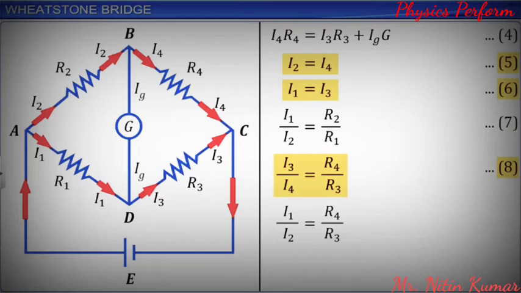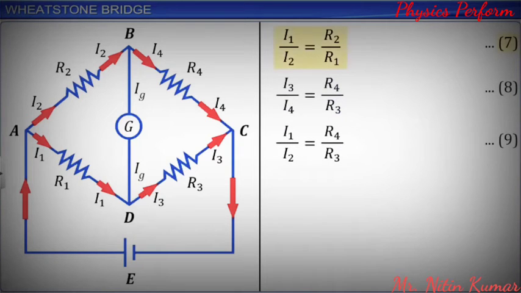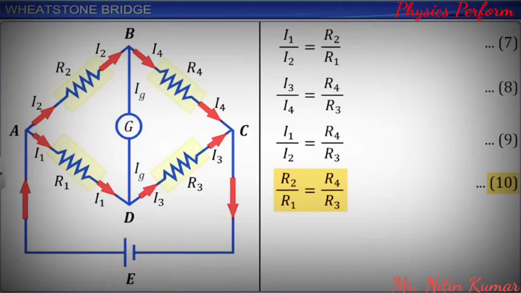Let this be equation 9. From equations 7 and 9, we can write R2 divided by R1 is equal to R4 divided by R3. Let this be equation 10. Equation 10 denotes the relationship between the four resistors for the galvanometer to produce zero or null deflection. This relation is therefore called the balance condition.